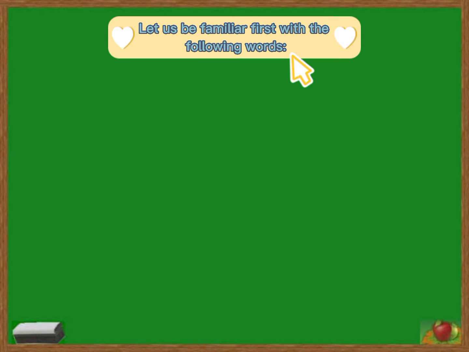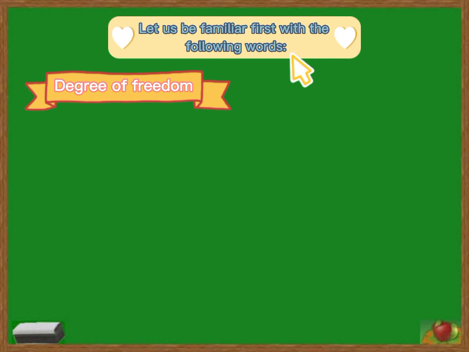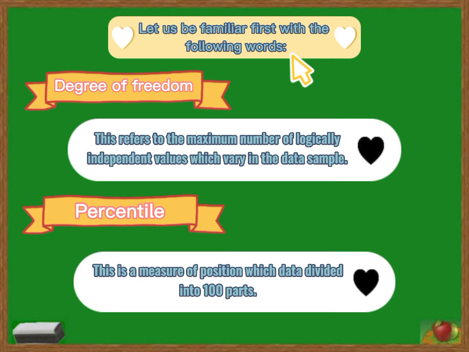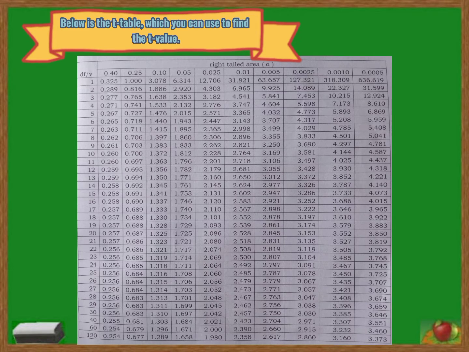Let us be familiar first with the following words. Number 1. Degree of freedom. This refers to the maximum number of logically independent values which vary in the data sample. Number 2. Percentile. This is a measure of position which divides data into 100 parts. Below is the t-table which you can use to find the t-values. So, let's proceed to the illustrative samples.